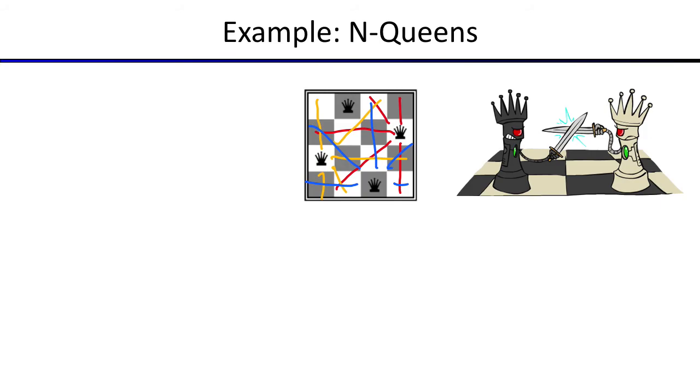There's some battling queens. So now our goal is to formulate this as a CSP. There are a couple different ways we can do this. So here's the first idea. We need to know for every square whether or not there's a queen there. So our variables are going to be all of the positions on the board.